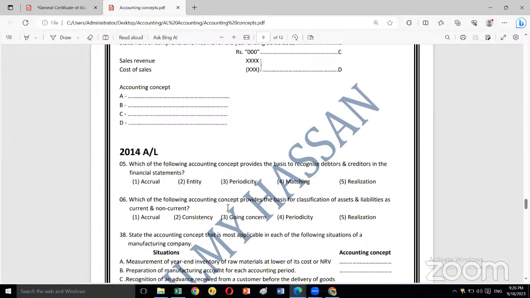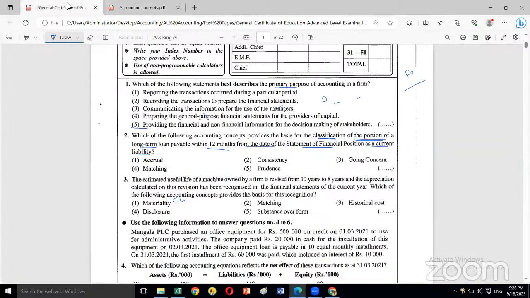Here you can see. Which of the following accounting concepts provides the basis for classification of assets and liabilities as current and non-current? What is the concept? Going concern concept, which is a similar question to that.